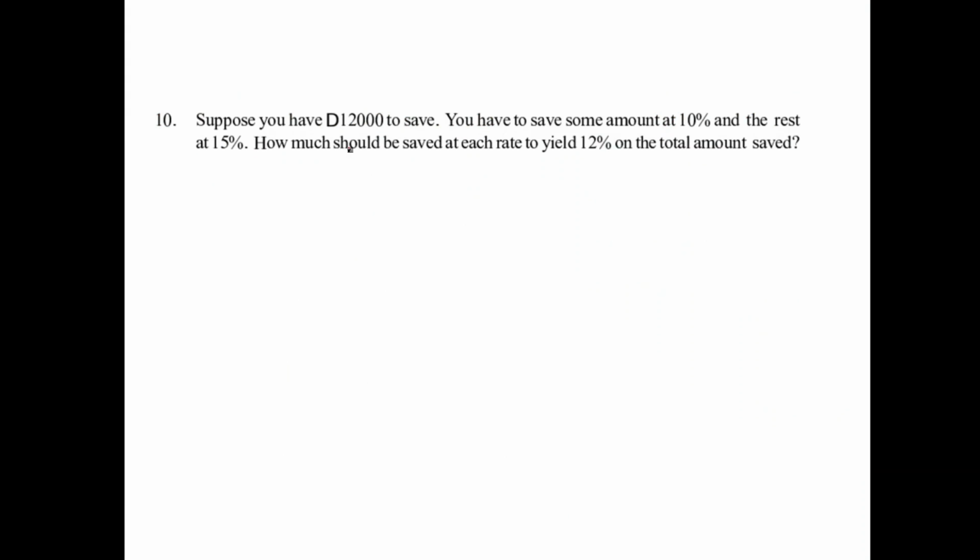Let's look at the last one. This is rupees. Suppose you have 12,000 to save. You have to save some amount at 10% and the rest at 15%. How much should be saved at each, yielding a rate of 12% on the total amount you are saving? Okay.